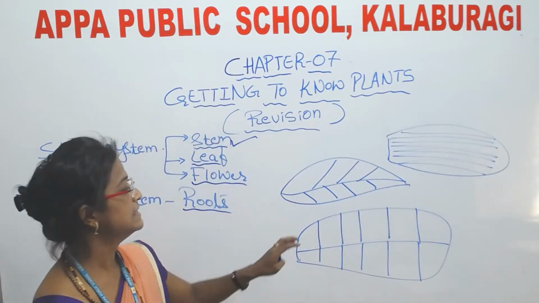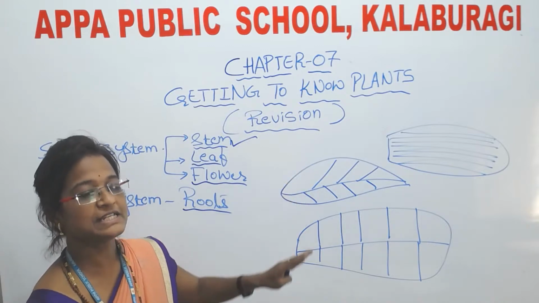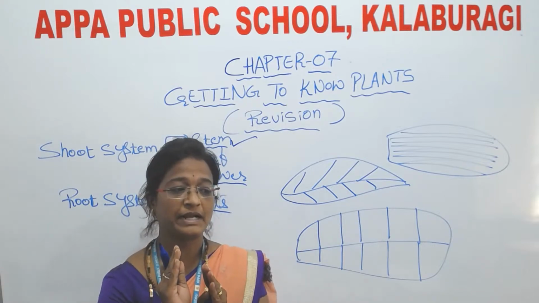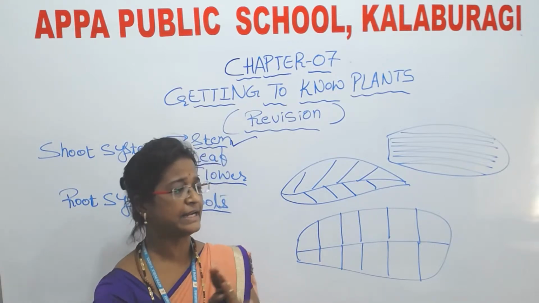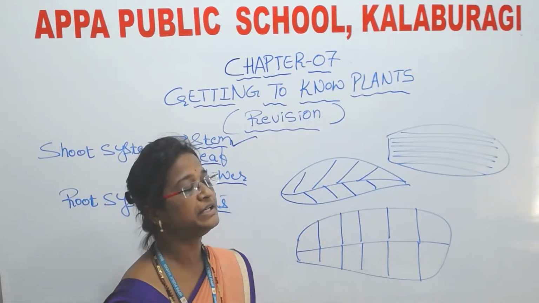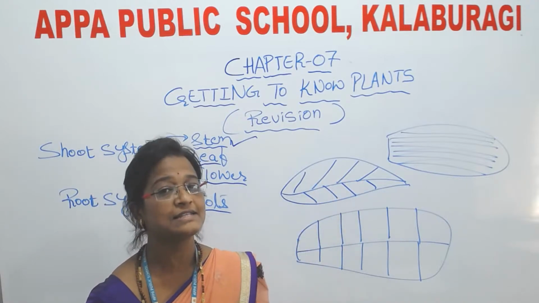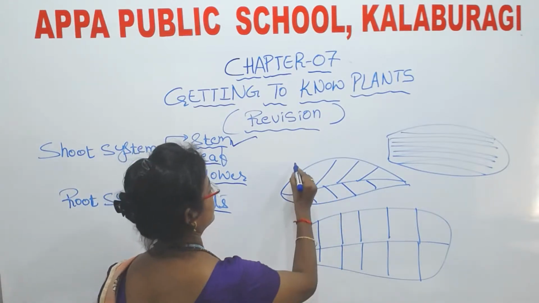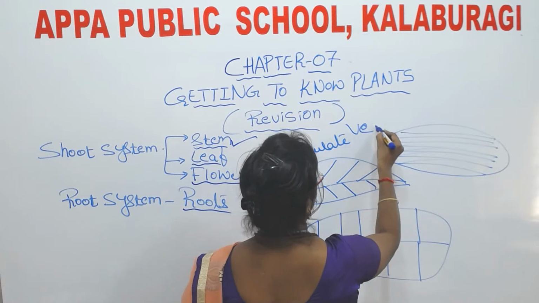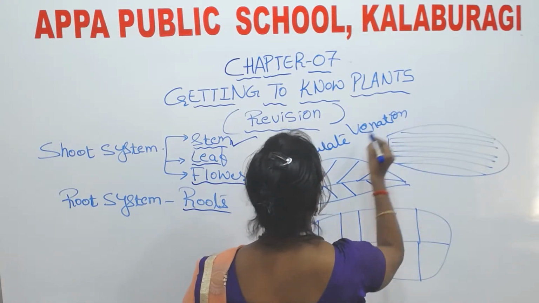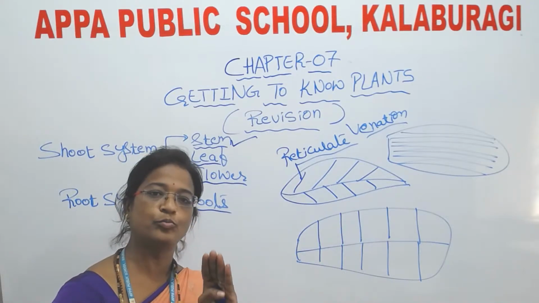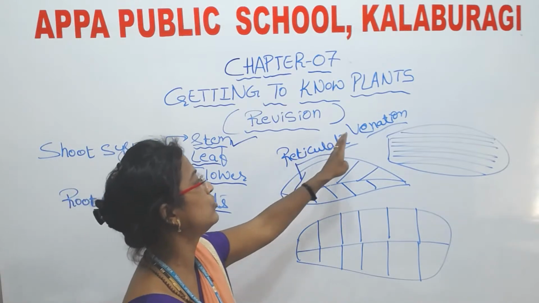So now here you can see these types of leaves where the design is made like a net on both sides of the midrib. If the design is a net-like structure on both sides of the midrib, then that type of leaf is called reticulate venation.